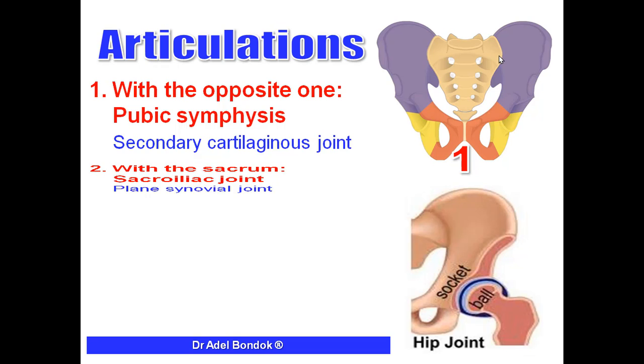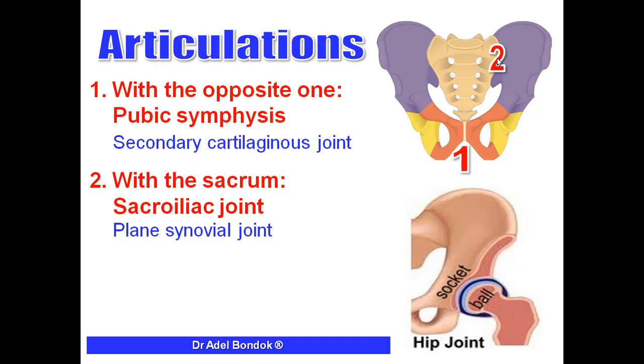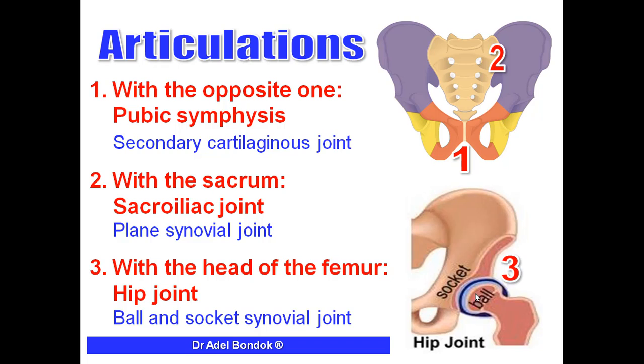This is the sacroiliac joint. The sacroiliac joint is a plane synovial joint. It permits gliding movement. And this one, the acetabulum and the head of the femur, is the hip joint, which is a ball and socket joint. The ball is the head of the femur. The socket is the acetabulum.